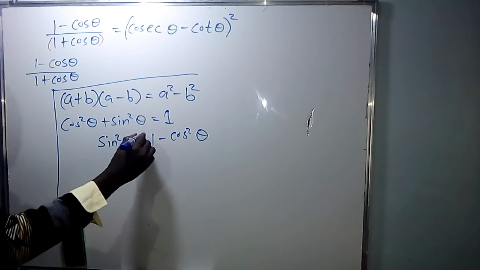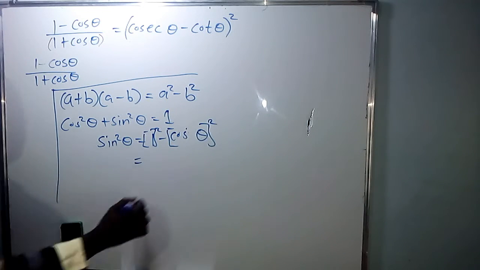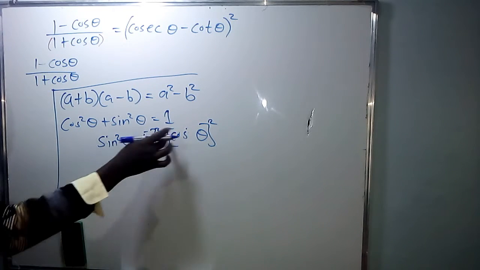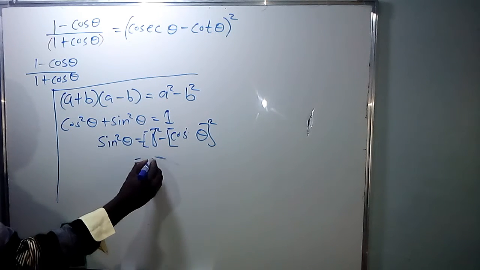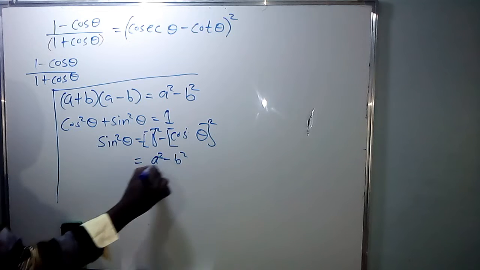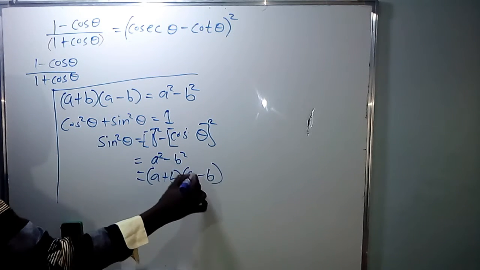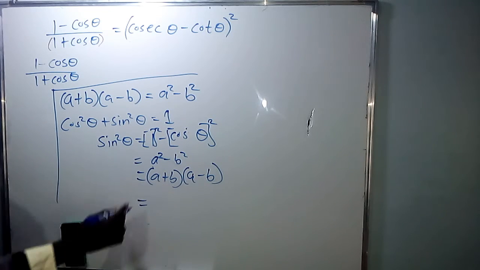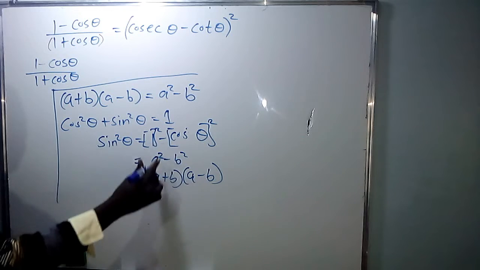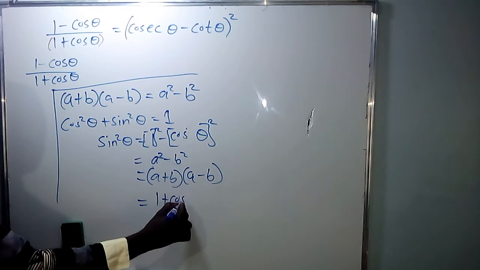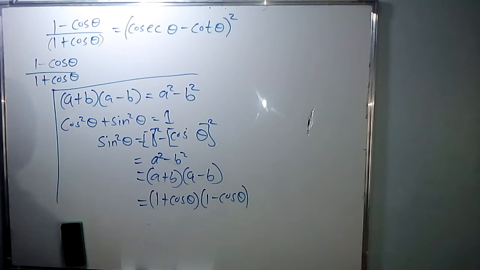Because 1 is the same as 1 squared, cos squared theta is the same as cos theta which has been squared, isn't it? So if you have 1 squared minus cos theta squared, it's like you have a squared minus b squared. So a squared minus b squared is the same as a plus b and a minus b. Are we together there? So our a is 1 and our b is cos theta. So 1 minus cos squared theta is the same as 1 plus cos theta into 1 minus cos theta, isn't it?